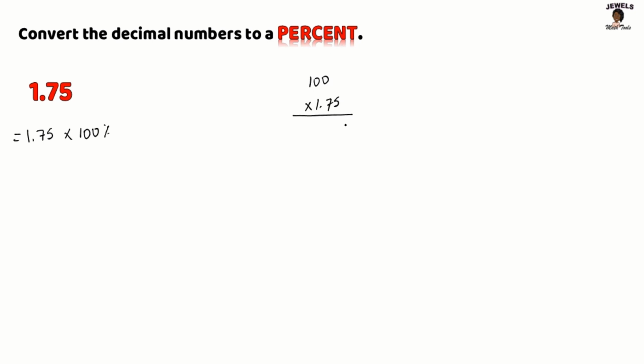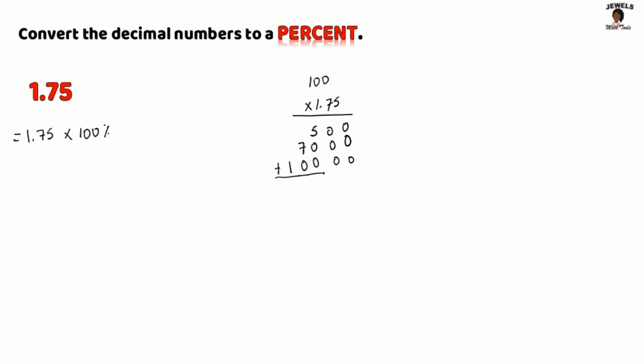5 times 0 will be 0. 5 times 0 is 0. 5 times 1 is 5. We'll add in our 0 and begin multiplying by our 7. 7 times 0 is 0. 7 times 0 is 0. 7 times 1 is 7. We're going to add in 2 zeros and now begin multiplying by our 1. 1 times 0 is 0. 1 times 0 is 0. And 1 times 1 is 1.